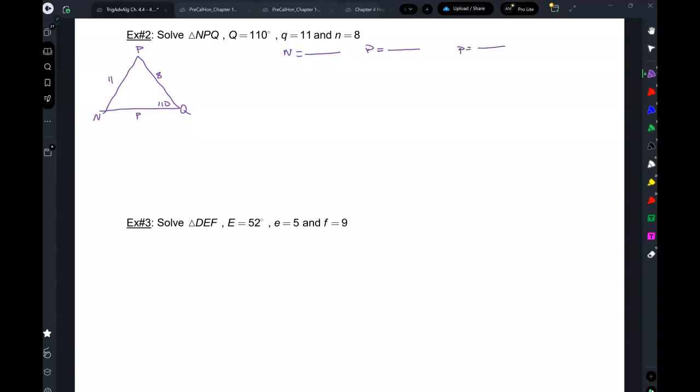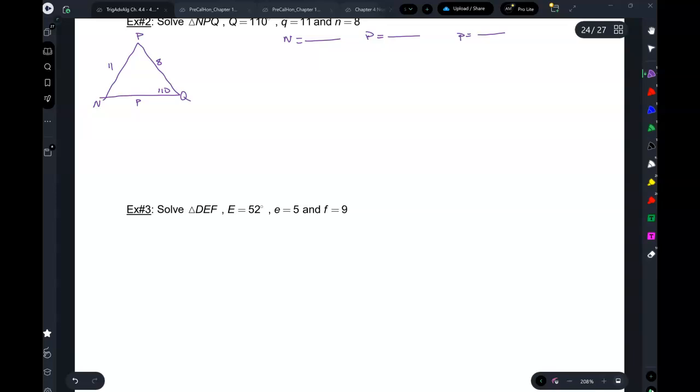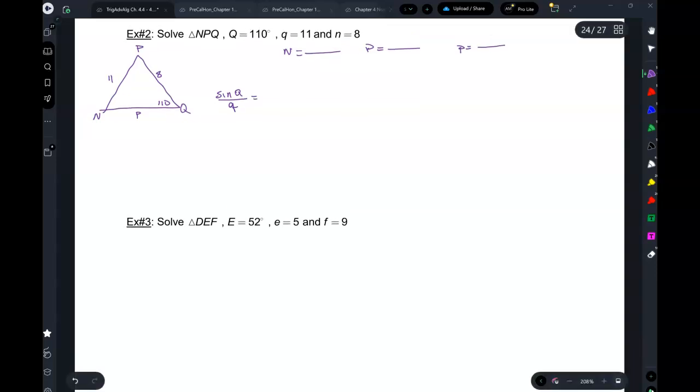Okay. First of all, can I use the law of sines for this? Is there a pair that I have, right? I have Q given to me, so that's what I need to start with. So sine of Q over little q is equal to, now, am I gonna connect this to the p's or to the n's? To the n's, right? Because if you go with the p's, none of the p's are given. You can't have two unknowns, so we got to go with the n's. Sine of n over n.